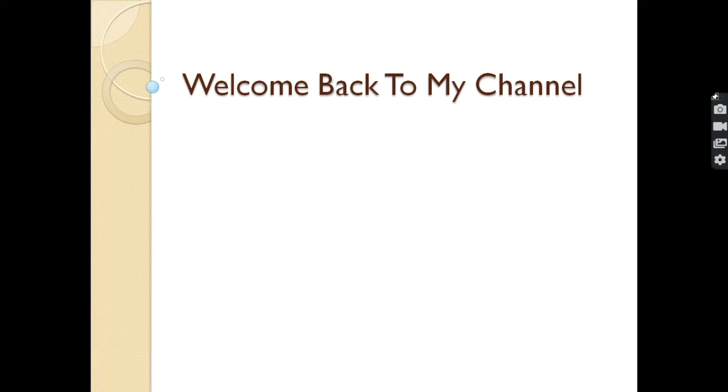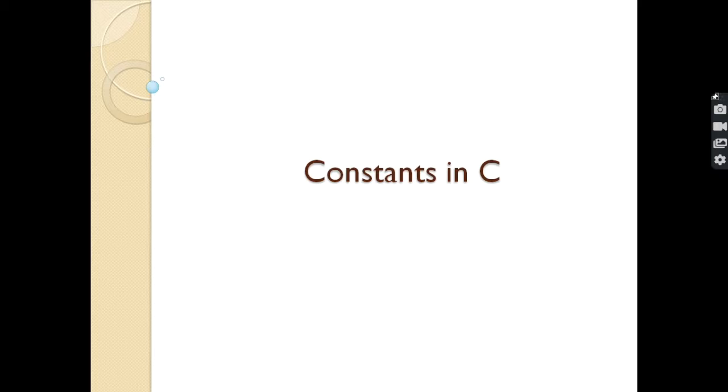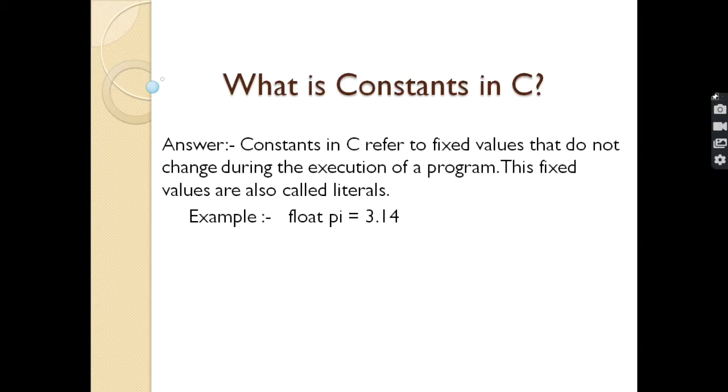The previous video discussed what C tokens are, how many types of C tokens there are, what keywords are, and what identifiers are. Today we are going to talk about a very important part of C tokens, which is constants in C. What is a constant in C?